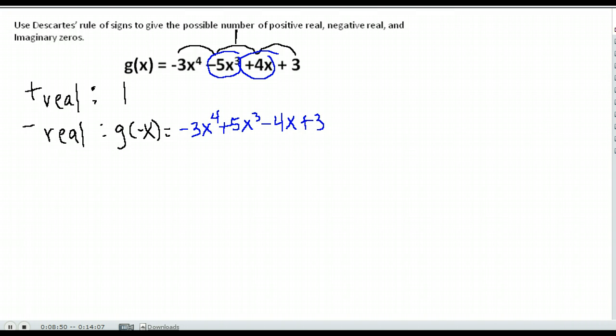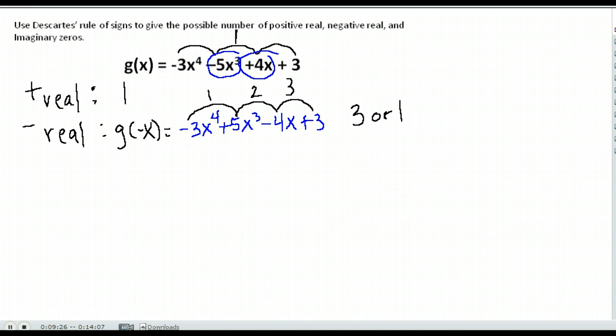Now we're going to count the sign changes to find out how many negative real zeros we have. So starting at the front, we go from -3 to +5. That's 1 sign change. We went from a negative number to a positive. And then +5 to -4, that's another sign change. And from -4 to +3, that's a 3rd sign change. So for our negative reals, we have 3. Again, anytime you have a number 2 or larger, you have to subtract 2 until you cannot anymore. So we have 3, or 3 minus 2 would be 1.